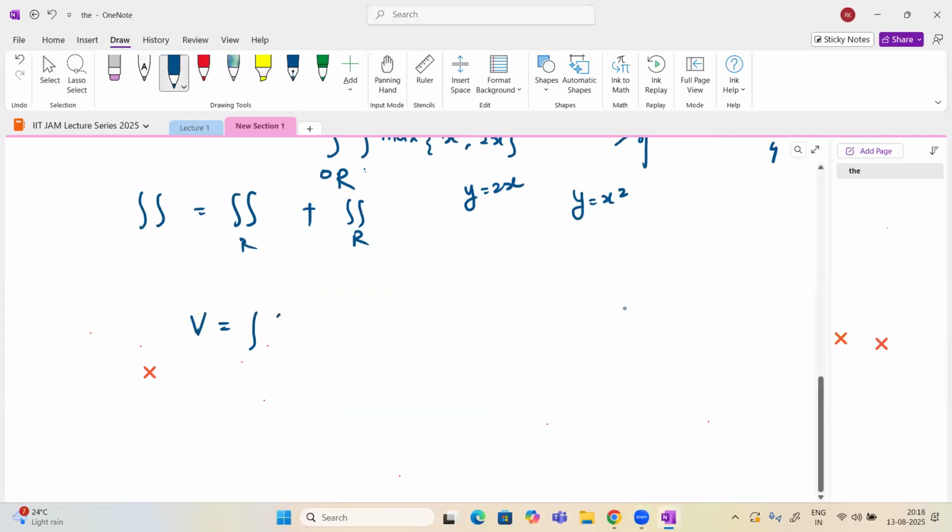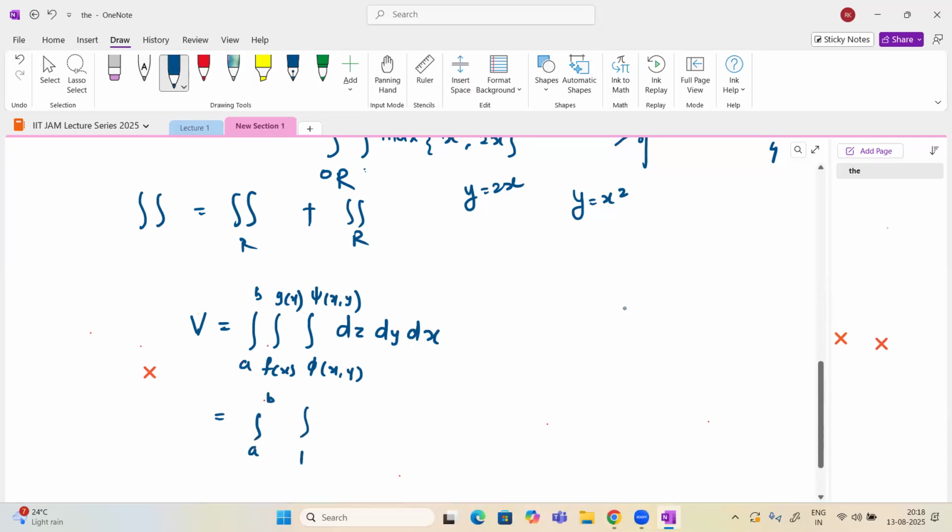See, what did I tell you? This is dz dy dx. You have some limits of x, you have some limits of y, right? And we have some limits of z, which are phi of xy and psi of xy. Agree with me? Integration a to b, integration f of x to g of x. Integration of dz is z.